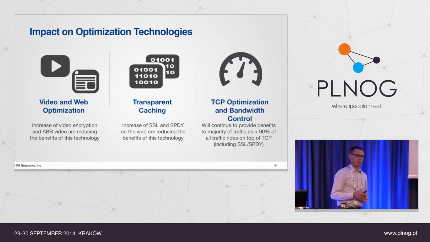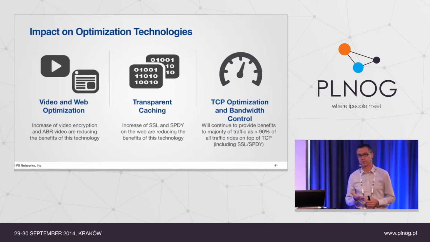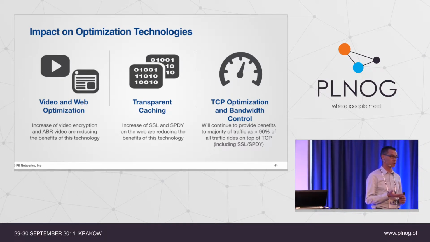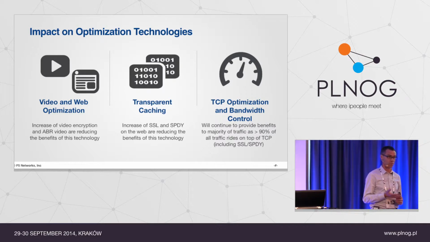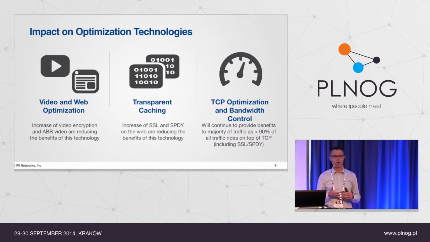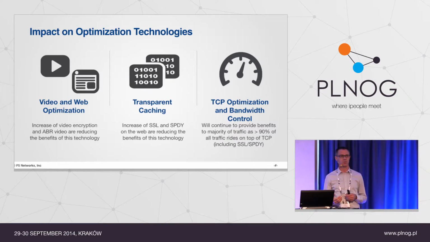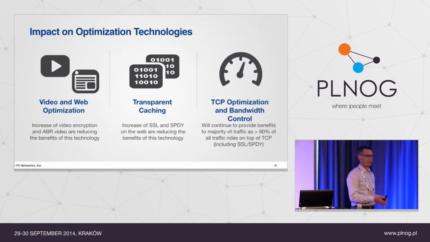So with all this SSL, what's the impact on the traditional optimization technologies? Well, the value of traditional transrating and transcoding gets diminished, because if it's encrypted, there isn't all that much you can do anymore. Caching, again, has reduced benefits. So this is why people are now looking at TCP optimization, because TCP optimization works at the level of TCP. So it sits one layer below all the SSL stuff.